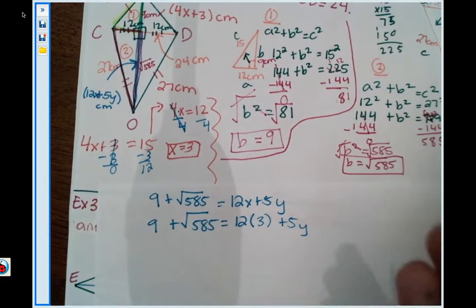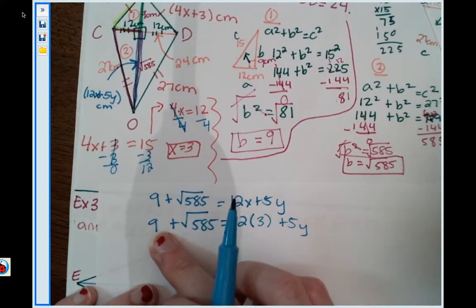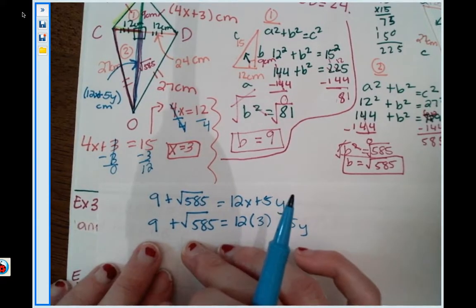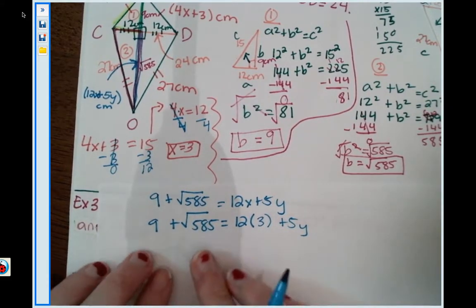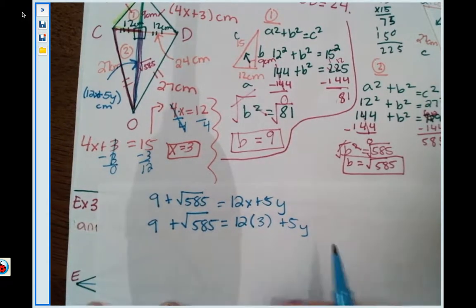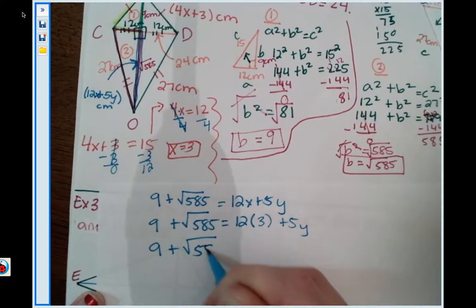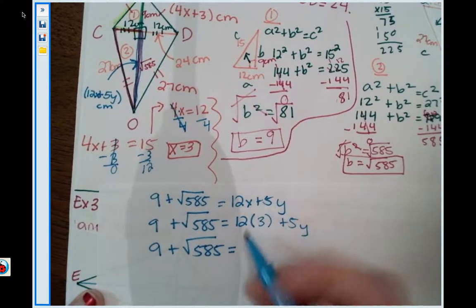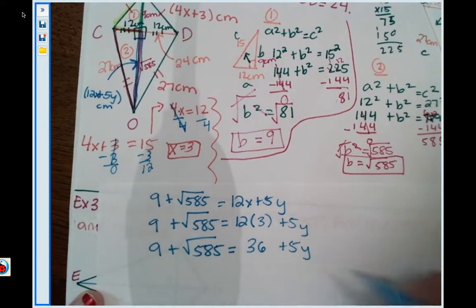Alright, and guess what, you guys? We just have to get the y by itself, and then we've solved for y. And it's okay that there's a square root. Don't let that irk you, okay? That just means that we can't combine it to the 9, and it's perfectly fine to leave your answer like this. If you remember the quadratic formula, we definitely had several answers with a square root in it, so it's okay. Alright, so let's start simplifying this. So we have 9 plus the square root of 585 equals 12 times 3, which is 36, plus 5y.